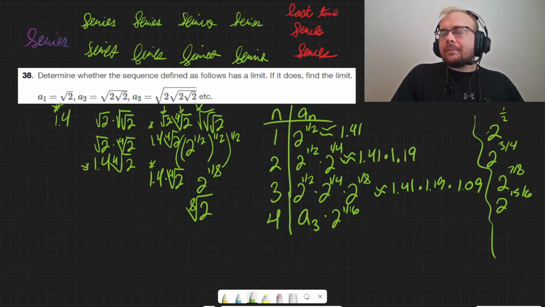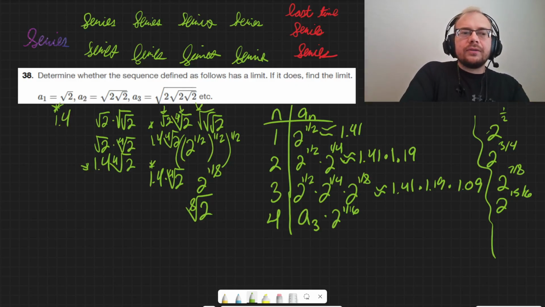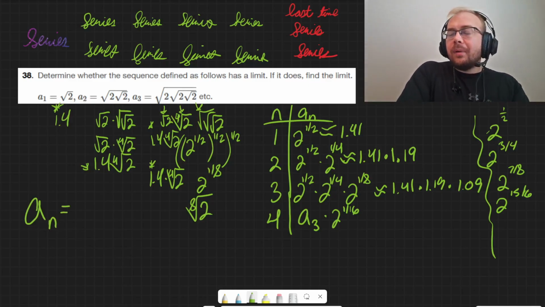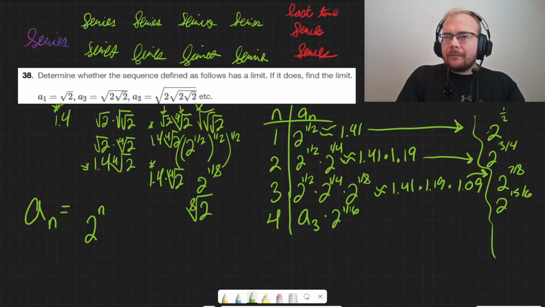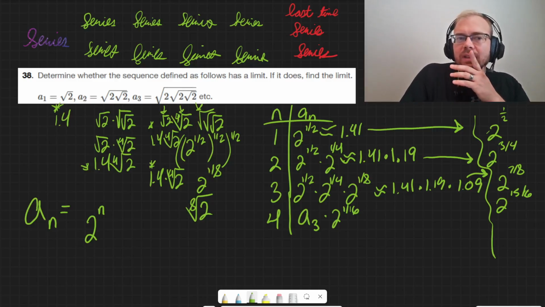The bottom is like a power of 2. So if we write this out, it would be a sub n is, the bottom is a power of 2. So let's start with the bottom. The bottom would be 2 to the power of, let's just throw an n there, but I don't think it's going to be n, because the very first term is a 2, the next term is a 4, and the next term is an 8.